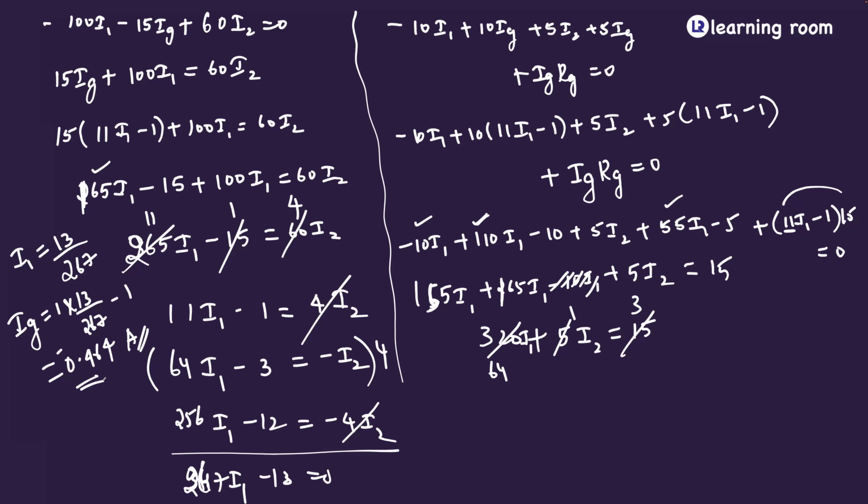So what is the answer given in the textbook? 4.87. 4.87 what? The 4.87 milliampere. Okay.